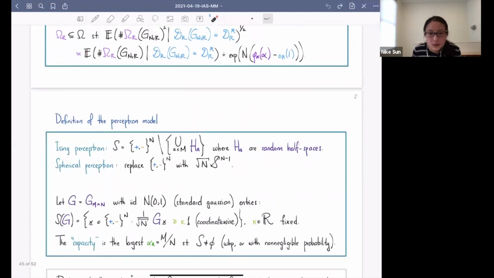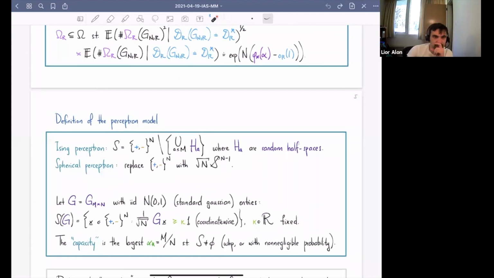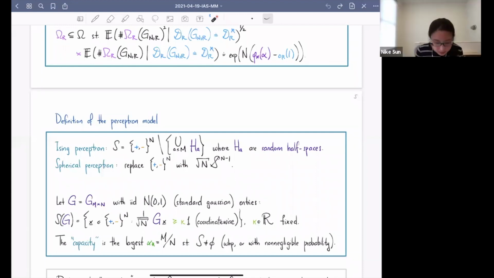So the model is defined as follows. There are two versions, the Ising perceptron and the spherical perceptron. I will mostly talk about the Ising perceptron, which is that you take the discrete cube, plus minus to the n, and subtract this union of H_a, where H_a are random half spaces. And the spherical perceptron is the same, except that instead of starting out with a discrete cube, you start out with the sphere.